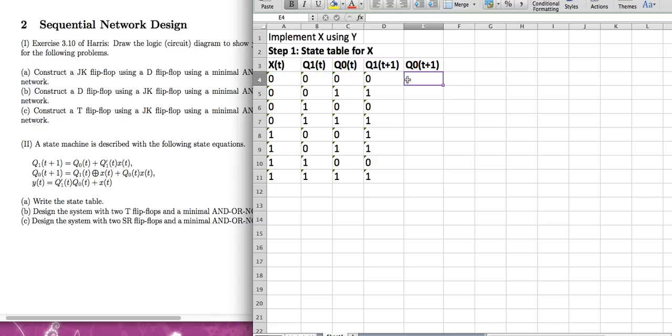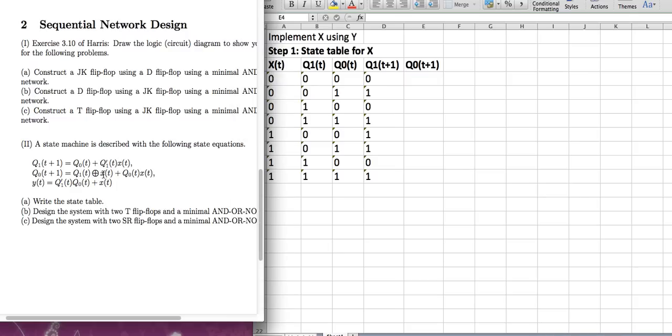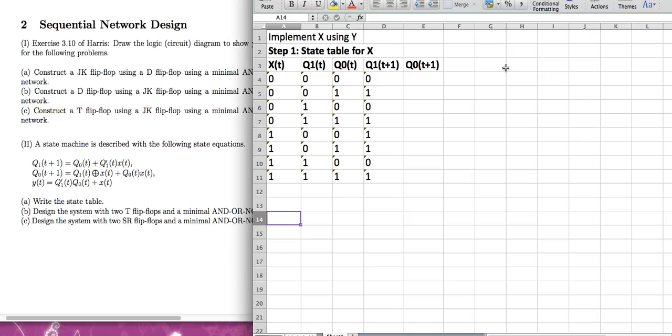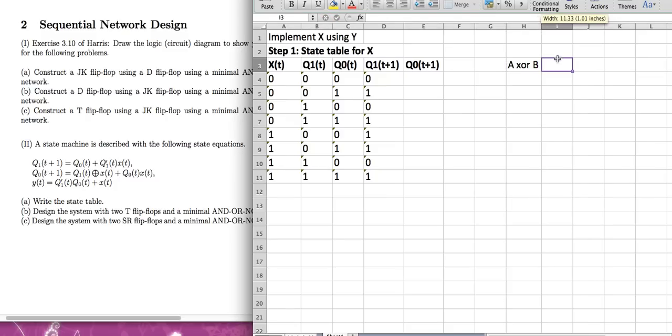Now same thing for q0 t plus 1. I'm just going to look at this formula right here. q0 t plus 1 is q1 XOR with x, or with q0 and with x. So another trick when I do XOR, these two would give me a 1 when they are different. So if I have something A XOR B, then they would give me a 1 if A is not the same as B, and give me a 0 if they are the same.